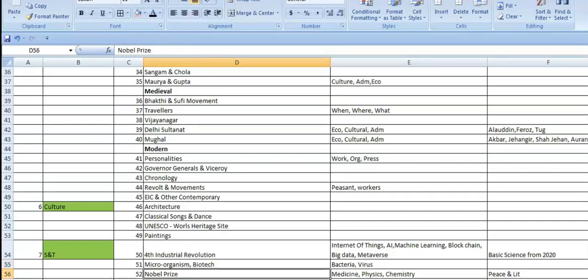Next one is the Nobel Prize that they ask questions on because of the medicine, physics, chemistry, and also literature and peace, Nobel Peace Prize. So these are the 5 things that you have to learn, okay, in terms of 2020 and 2021.